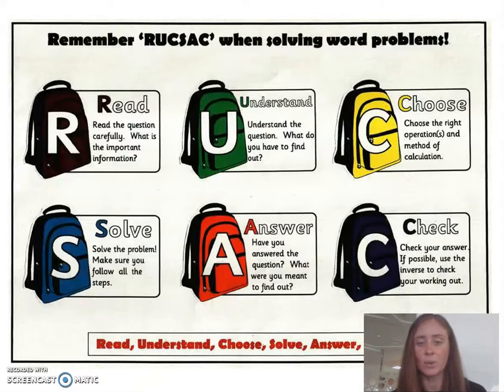A, we answer the question. Is it what you thought it was going to be? And C, you check your answer. You could do the inverse, so do the opposite. You could try a different method, or you could do the same method again. Are you still getting the right answer?